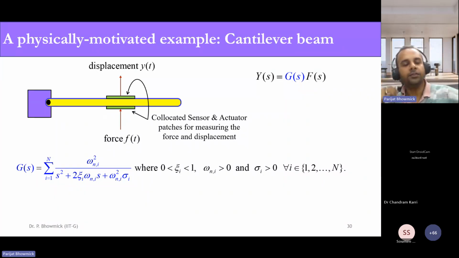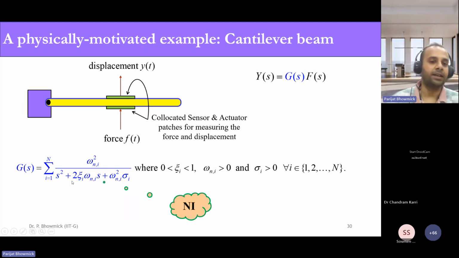If you see the transfer function model of a cantilever beam, of course, it is not the ideal one. This is the approximated model. G(s) equals the sum of all second order transfer functions of omega n i. I think this pattern is known to all of us: omega n squared divided by s squared plus 2 zeta omega n s plus omega n squared. But since the vibration will have many modes, it has been represented using the summation sign. This is particularly NI.